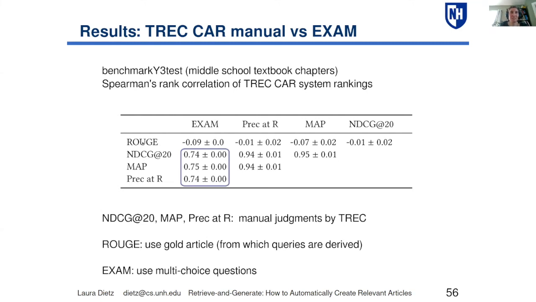Interestingly, Rouge, everybody knew that Rouge was really bad. And here we see it. It's essentially uncorrelated with what the TREC assessors thought was good. I don't want to bash Rouge, but it's a pretty useless evaluation measure if you're trying to evaluate a retrieve and generate method. So instead, this exam metric is, I think, what we will be using in future and also as a training criterion.